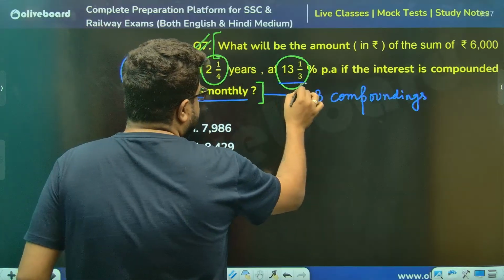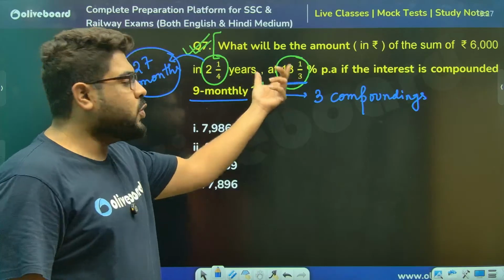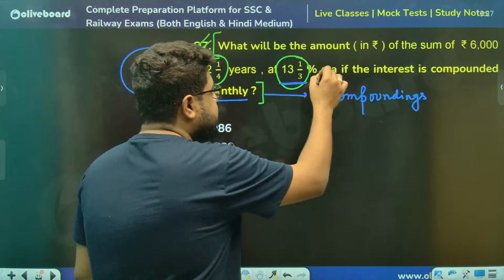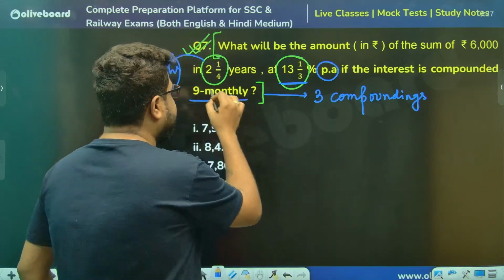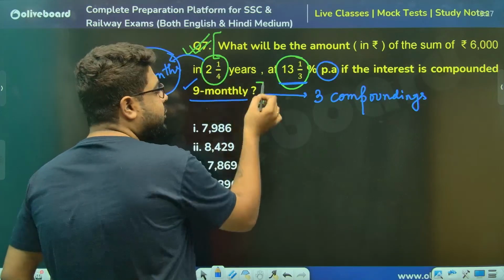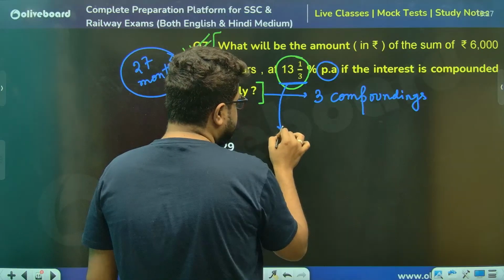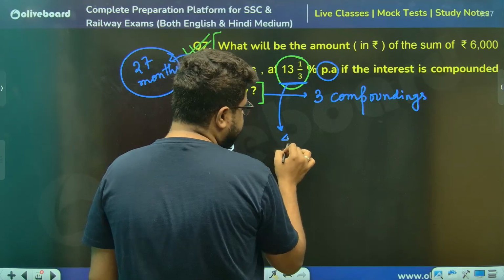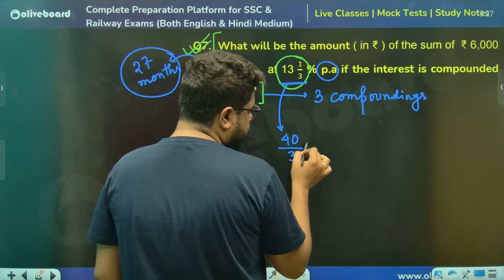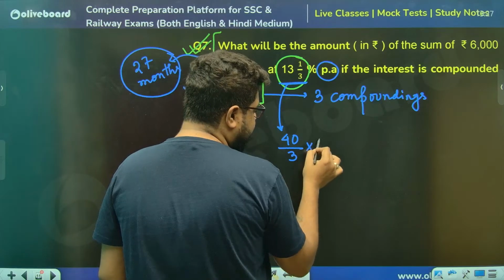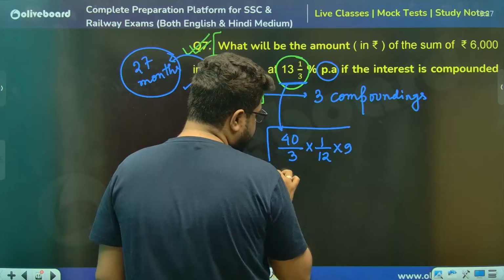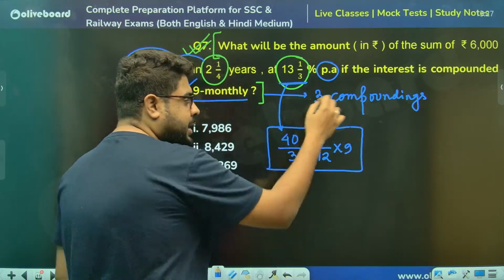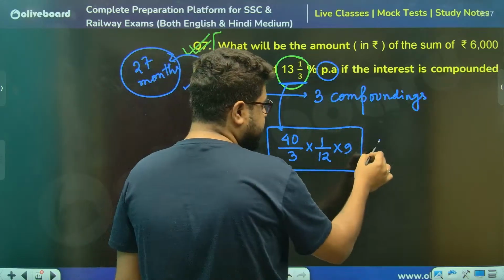Rate of interest is 13 whole 1 by 3, this is per annum. So what is it per 9 months? This is 40 by 3% for 12 months. For 1 month, it will be 1 by 12. For 9 months, it will be 9 by 12. This is the per compounding interest percentage.